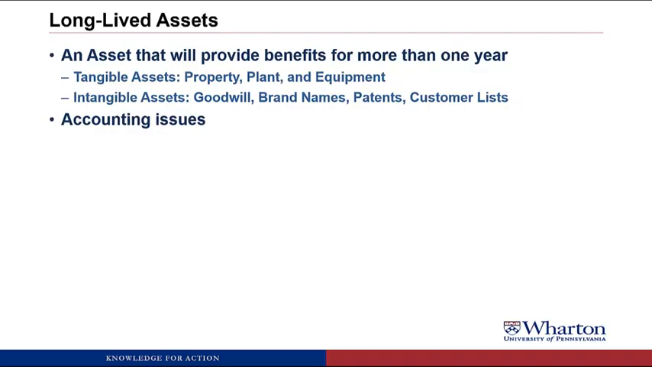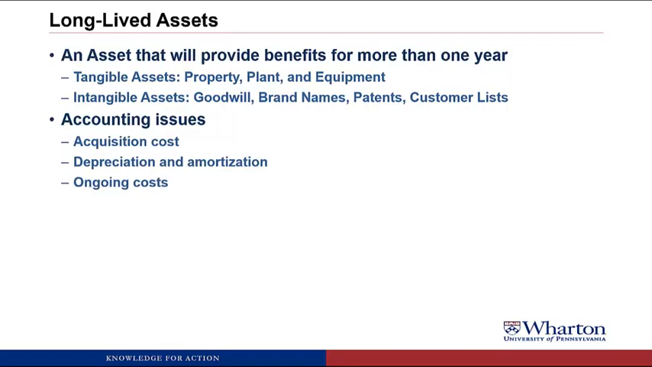The accounting issues that we're going to talk about are, first of all, what goes into the acquisition cost for the assets. Then, how do we spread that cost over time through depreciation and amortization? Next, what happens if you spend more money on the asset in the middle of its life? What do we do with these ongoing costs? Fourth, what do we do when we dispose of the assets? And finally, what happens if the value of the asset becomes impaired at any point in time?